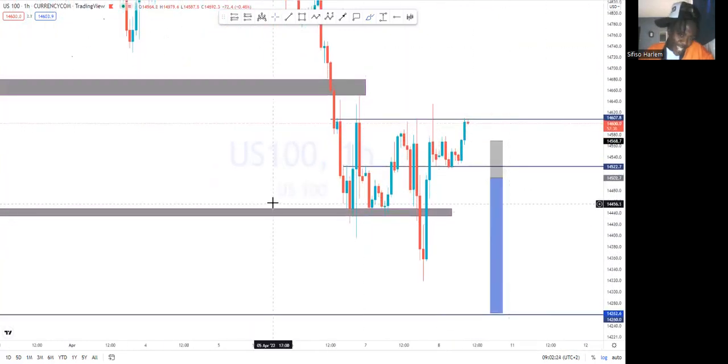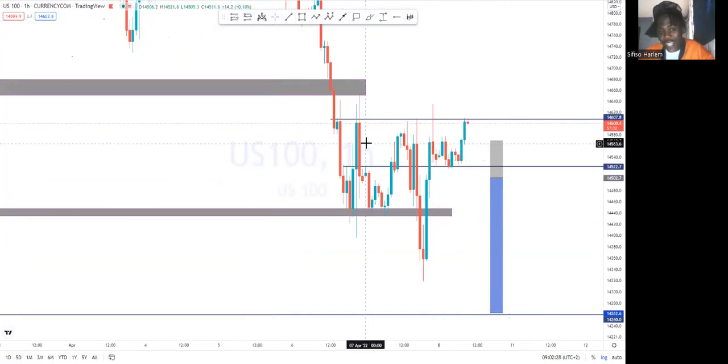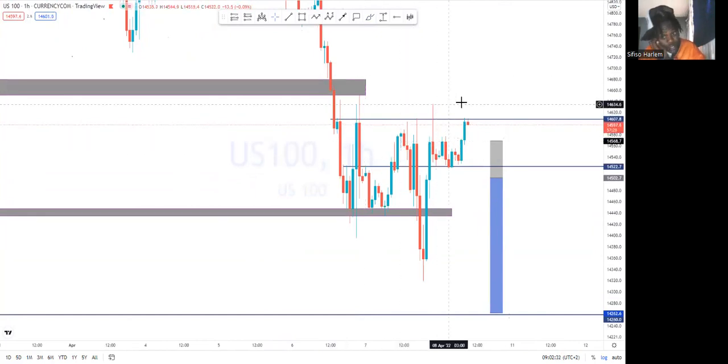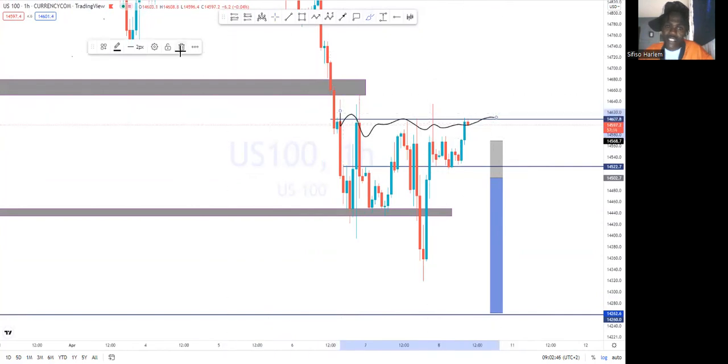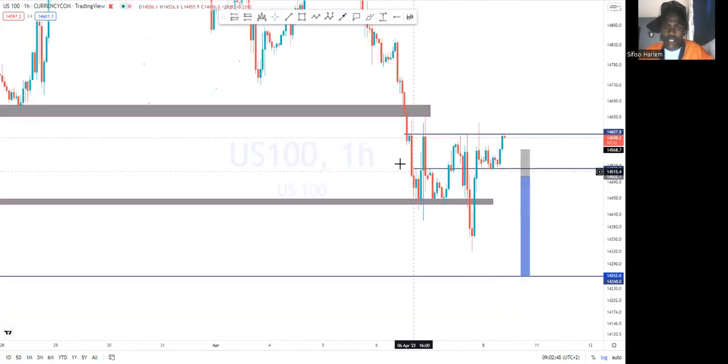I see a bear flag on the 4H, and I see head and shoulders on the 1H. But I believe that price needs to fail breaking this level. I don't believe that price would break this level. To me, this is just my intraday resistance level that I'm not going to use.